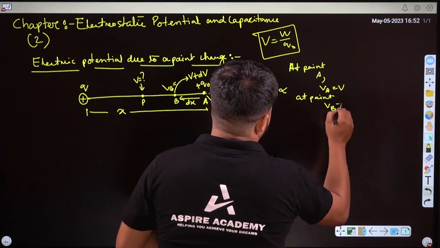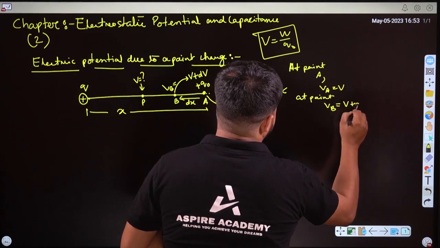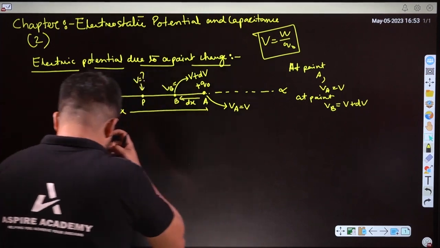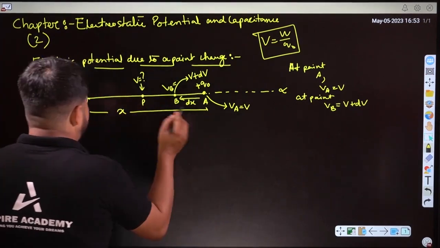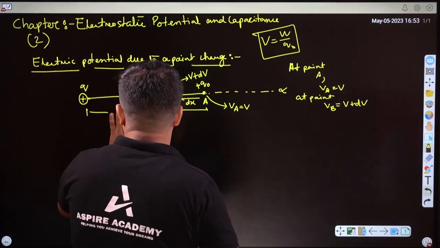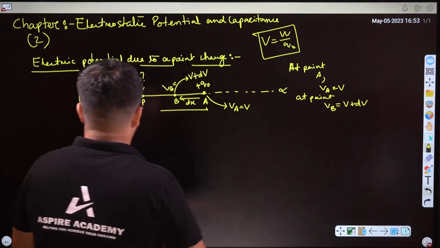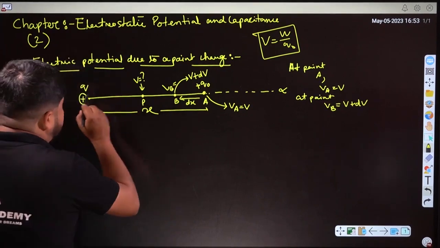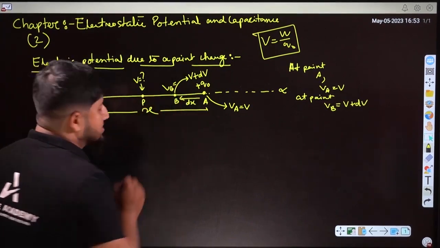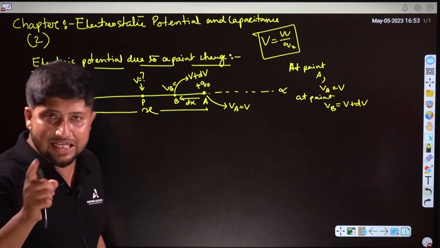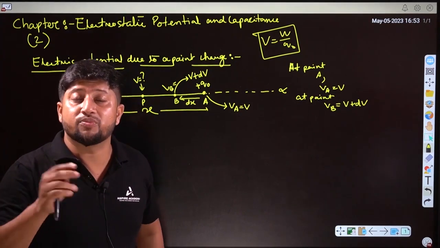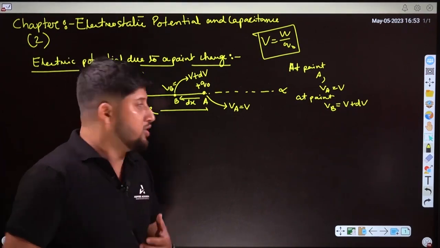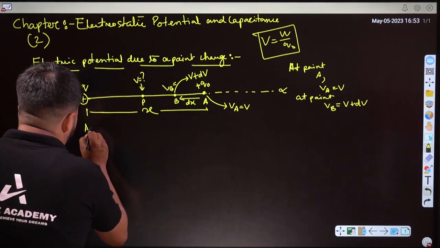Potential V, electric potential, is equal to V plus dV. Okay, so next one: there are two charges placed here with a distance of x. Both are positive charges, and the distance is x. The force of repulsion takes place. How can we calculate this force of repulsion? With the help of Coulomb's law.